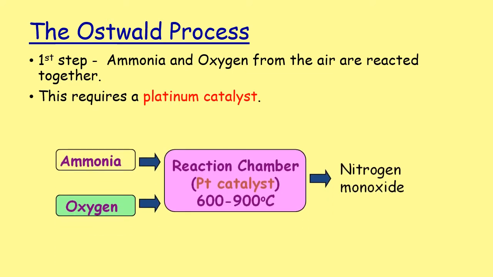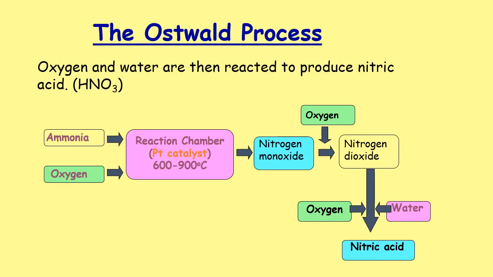So step one in the Ostwald process, ammonia and oxygen are put into a reaction chamber together with a platinum catalyst at a very high temperature, 600 to 900 degrees Celsius. And that produces a compound called nitrogen monoxide, which has the symbol NO. Now, continuing this process, that nitrogen monoxide is reacted with more oxygen to produce nitrogen dioxide, and then it's reacted with more oxygen and reacted with water to produce nitric acid.